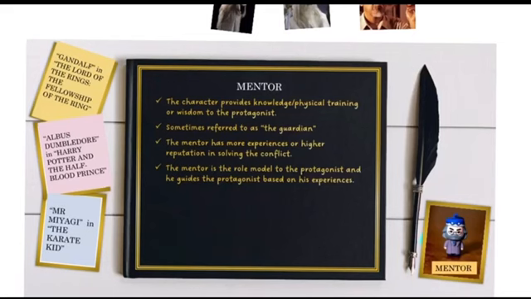The fifth main type of movie character is the mentor, who is also known as the guardian. This character guides the protagonist with his or her knowledge of physical training or wisdom, since he or she has more experience. The mentor is the role model to the protagonist, and the protagonist respects and believes him or her.